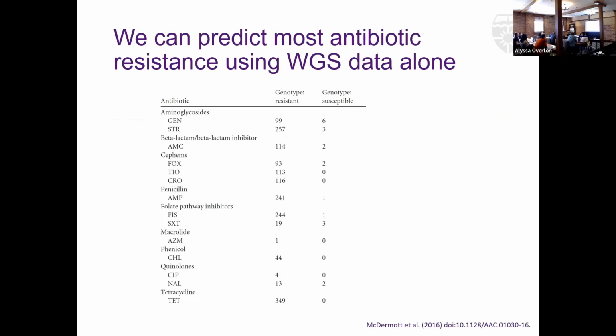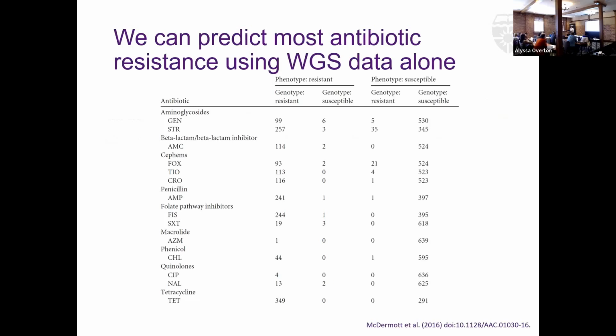But then they took it a step further and they said, let's layer the phenotypic data on top of that. So now if we classify these isolates as either phenotypically resistant or phenotypically sensitive, we can compare that to the genomic data. And we can see overall, they're pretty good, right? They just took their genomes and ran them through known databases like CARD or AMRFinder or something like that.